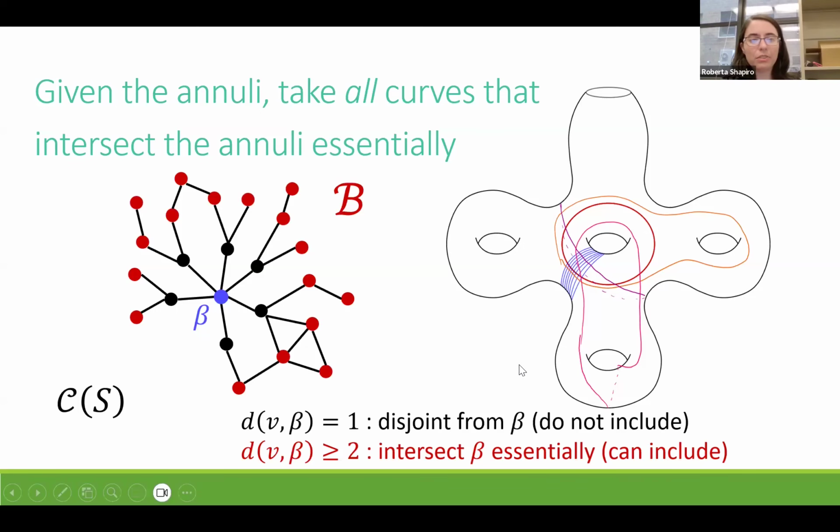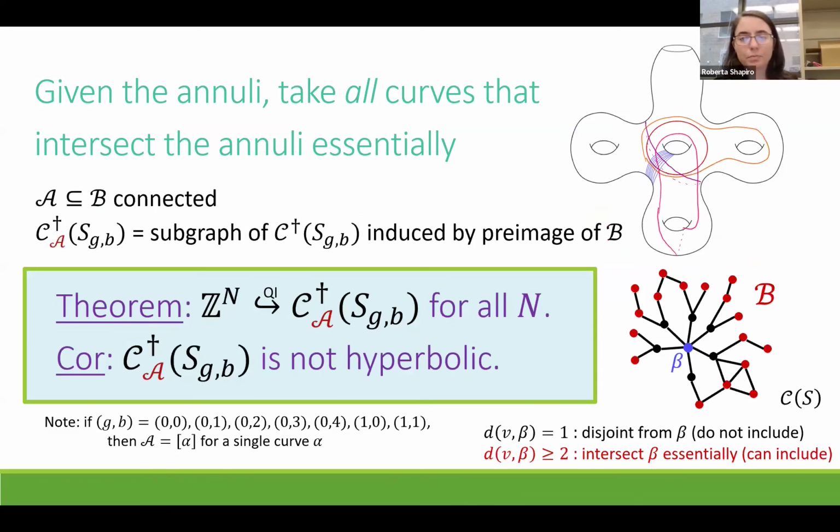So these are all going to be curves that intersect these annuli essentially. So now we have a new graph. We're going to take this script B, which is everything distance at least 2 from some curve beta, and let script A be a connected subgraph of B, and we're going to take the subgraph of the fine curve graph induced by the range of alpha, or not alpha, of script A. So that's a typo. I apologize.